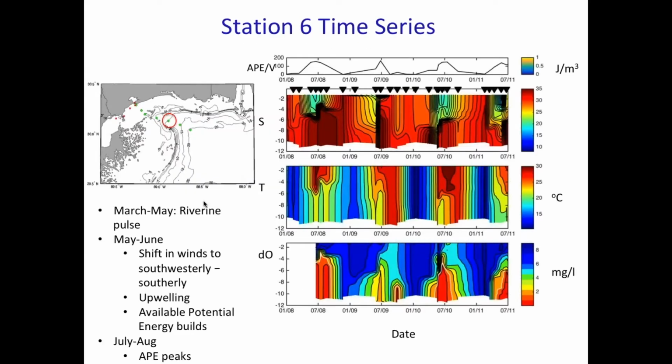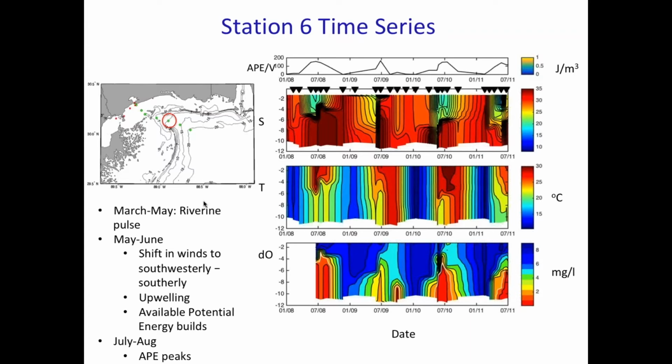And here's a time series from one of those stations. So in the map above, I've circled the station. That was our station 6. And I've got a time series on the top and then 3 Hovmöller diagrams. The inverted black triangles show when the cruises were, so you can get an idea of where the data actually are. So it's kind of sparse, but you can see that the top panel is the available potential energy per unit volume.